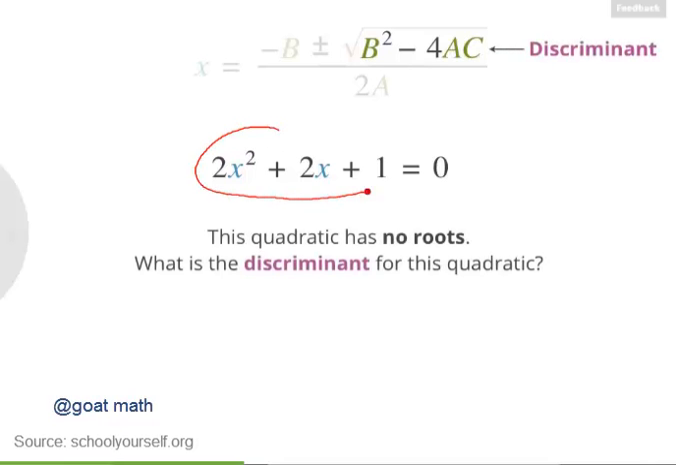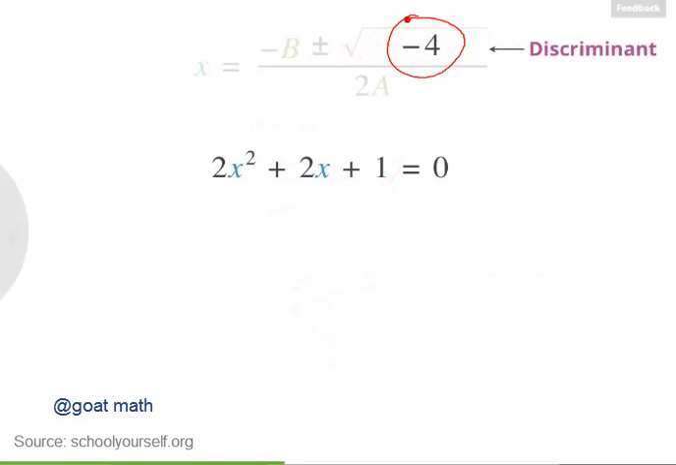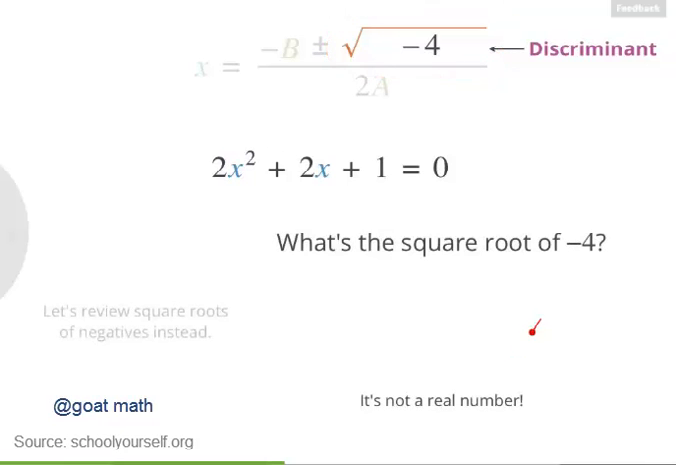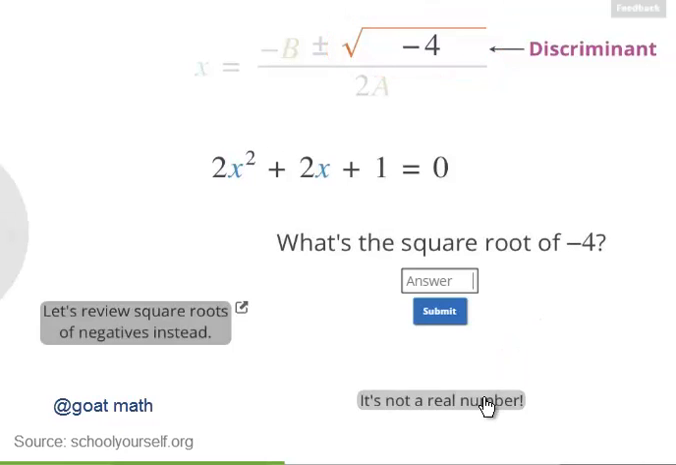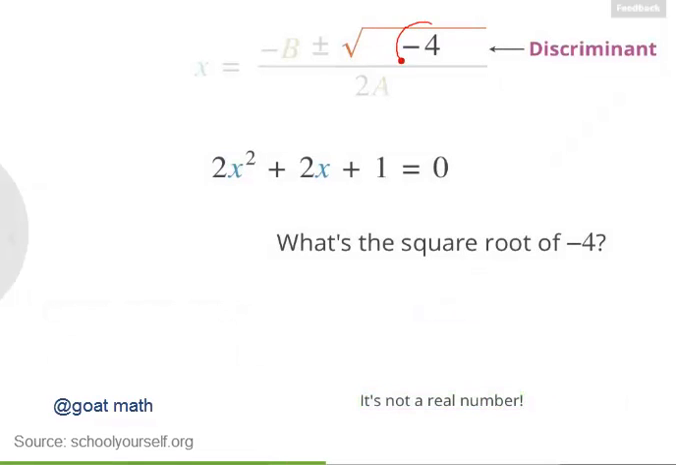So for this quadratic that apparently has no roots, what's the discriminant? Right, for this polynomial, b squared minus 4ac equals negative 4. So the quadratic formula is telling us to compute the square root of negative 4. What's this square root, or does it not exist? Right, negative 4, just like any negative number, doesn't have a real square root.